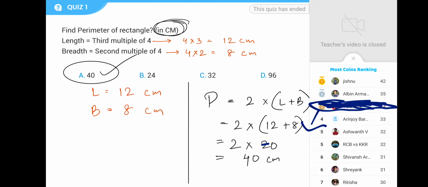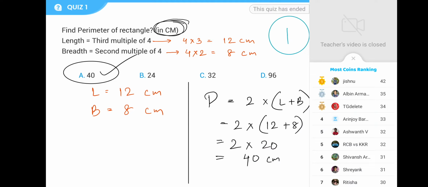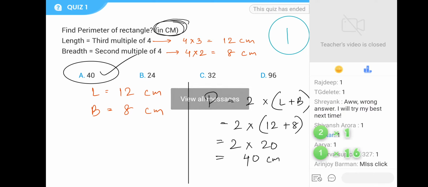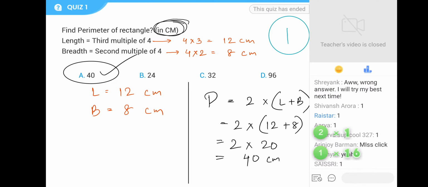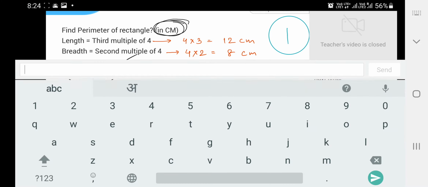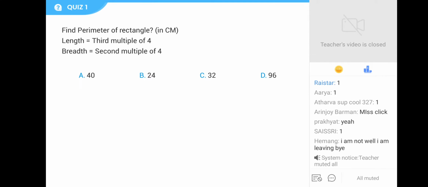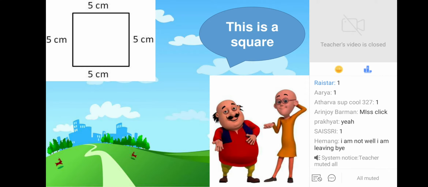So I hope my students are very clear with this quiz. Can you type 1 if you're very clear with this quiz now? No worries if you got the wrong answer, no problem. Those who have doubts, I would request mentors to clear the doubt, my dear students. Let's start with square. No need to say sorry in the chat box if your answer was wrong. No problem, but learn from your mistake.